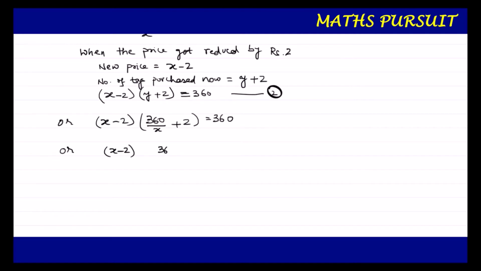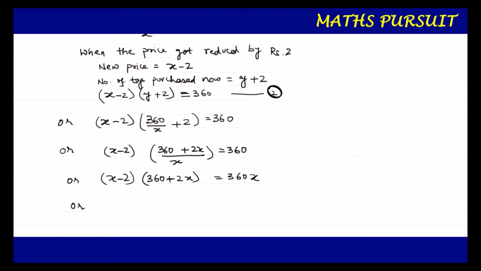So this equation becomes (360 plus 2x) upon x is equal to 360. Hope till here we are clear. I just took x as the LCM and solved first of all this portion which is inside the bracket. Or I can say (x minus 2) into (360 plus 2x) upon x is equal to 360. Moving x from the denominator to the right side, it got multiplied. We got (x minus 2) into (360 plus 2x) is equal to 360x.